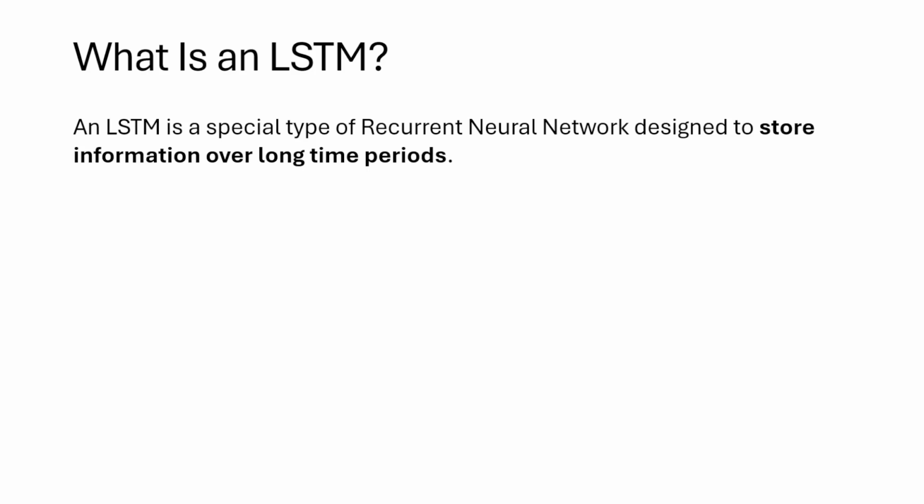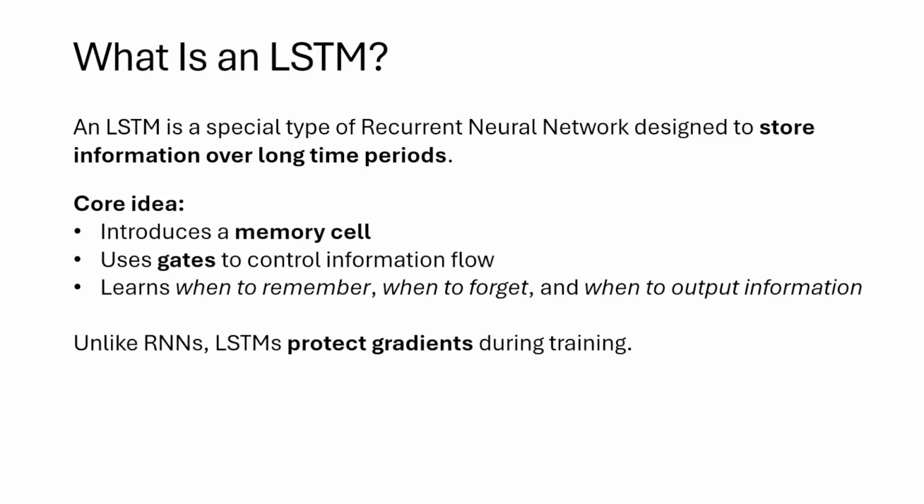So what is the long short-term memory? It's a special type of recurrent neural network designed to store information over long-term periods. The core idea is that it introduces a memory cell, as in the RNN, but it uses gates to control the information flow. So it learns when to remember, when to forget, and when to output the information. Unlike the RNNs, long short-term memory protects gradients during training, and we're going to see how to do that.